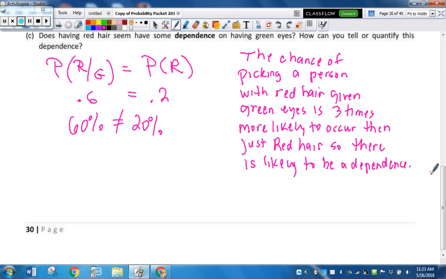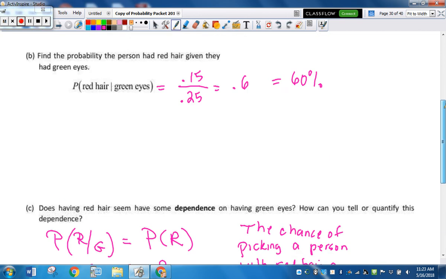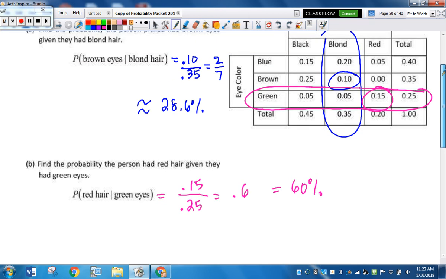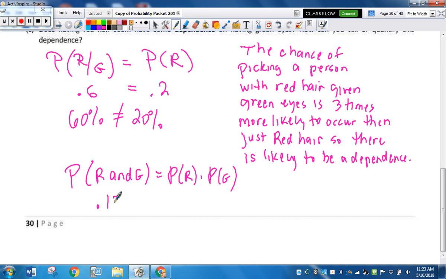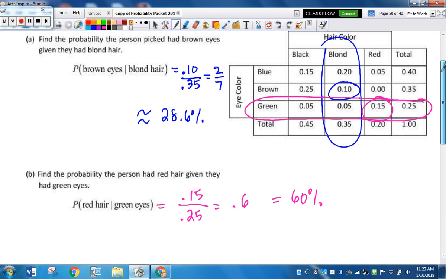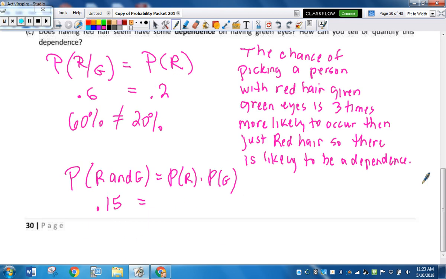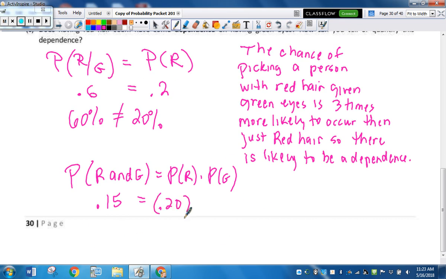If you do it this way also, probability of red and green happening equals probability of red times probability of green, which is another version. You could get that info from your chart as well. Probability of red and green was 15%. Probability of red was 20. Probability of green, so 20 of 20, 20 of 25.